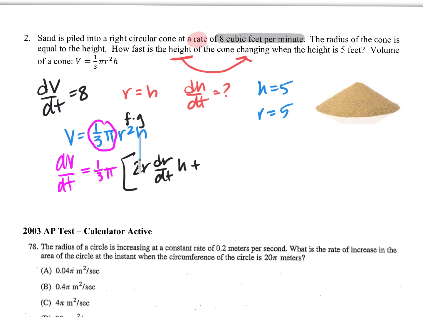Okay. g prime, dH/dt. That's r squared. Okay, here we go. Let's plug and chug, people.